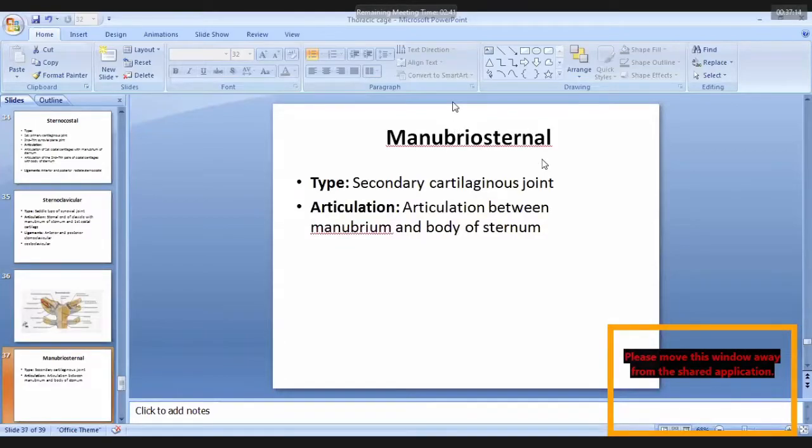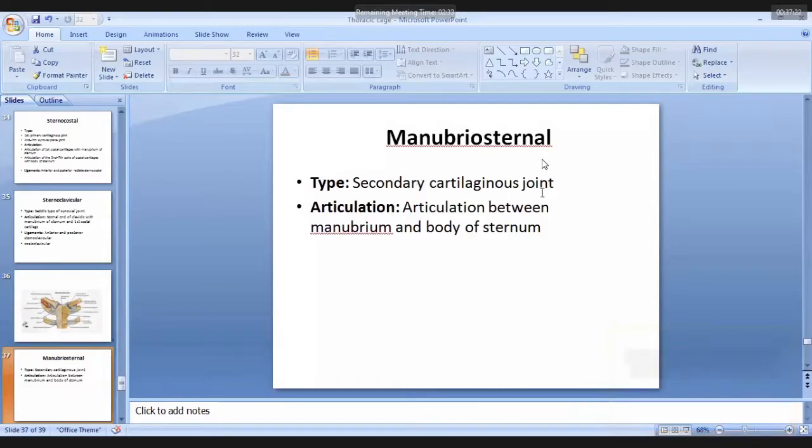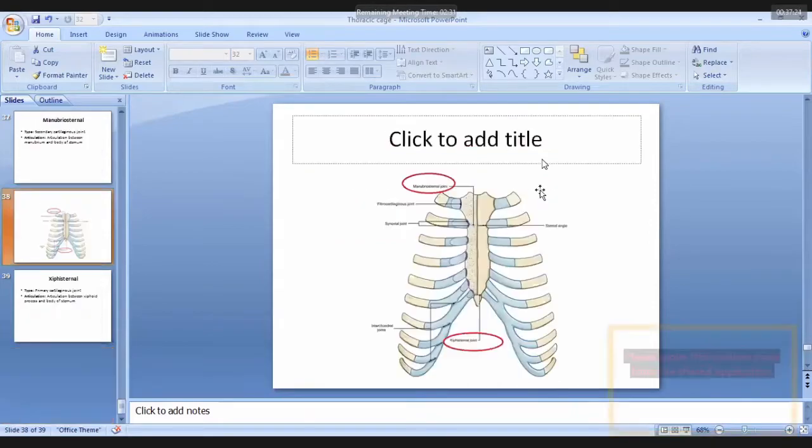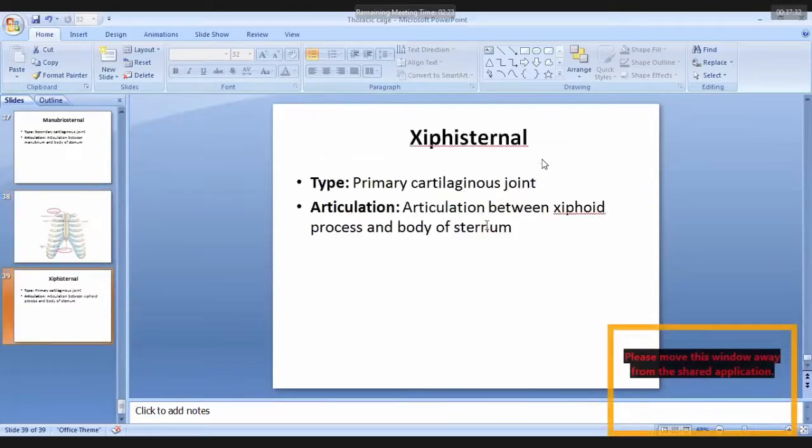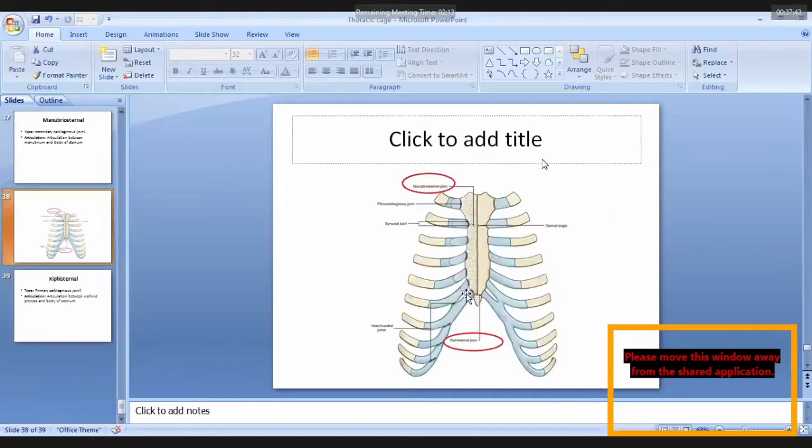The manubriosternal joint, the joint between the manubrium part of the sternum and the body of the sternum, is a type of secondary cartilaginous joint. This joint is known as the manubriosternal joint, which is further known as the sternal angle. And the last type of joint is the xiphisternal joint, the joint between the xiphoid process of the sternum and the body of the sternum. It is a type of primary cartilaginous joint.